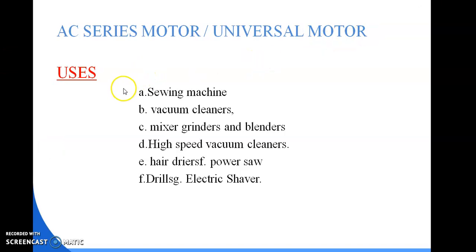Now, the uses of the AC series motor or universal motor. The universal motor can be used in sewing machines. Secondly, in vacuum cleaners, mixer grinders and blenders. The universal motor can also be used in high-speed vacuum cleaners and also in hair dryers, power saws, drilling, electric shavers, etc.